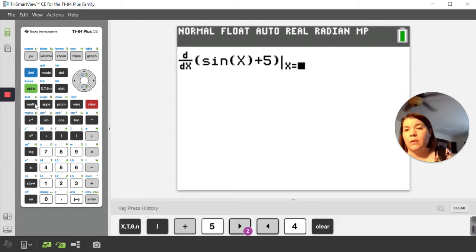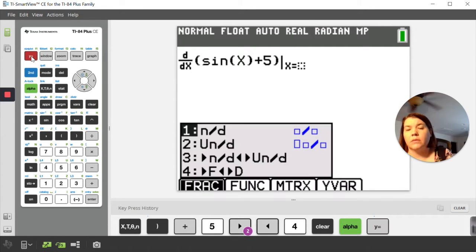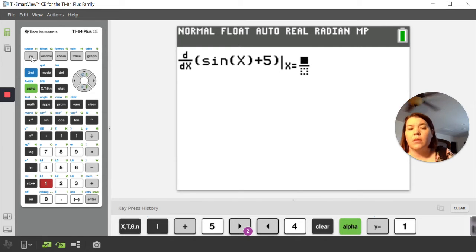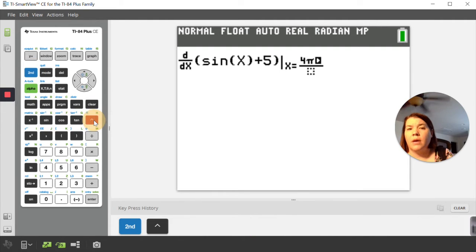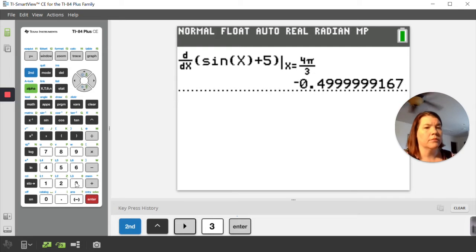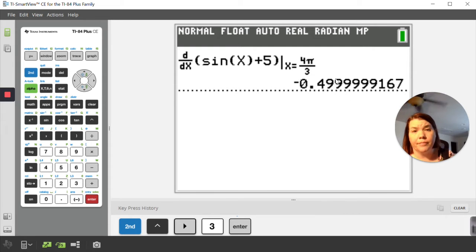Actually, I'll enter 4 pi over 3. Enter. So there's a small error here because that happens, but that's negative 1/2. I forgot the 2. I forgot the negative. I forgot a lot of things.